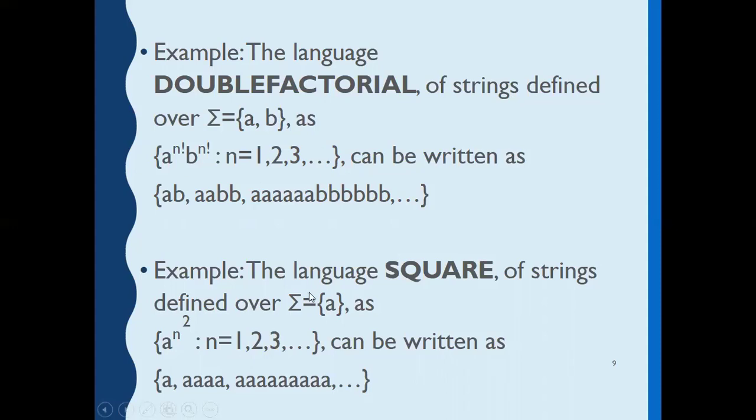Another example is the language square of strings defined over alphabet A. It will be a raised to power n square. अब हम क्या करने चाह रहे हैं कि हम स्क्वायर जो लैंग्वेज है वो जनरेट करें, और वो हमारे पास सिर्फ एक लेटर यूज होगा, दैट इज a. अब 1 का स्क्वायर 1 है, ठीक है, सो वी आर हैविंग 1 लेटर वर्ड a. 2 का स्क्वायर 4 है, वी आर हैविंग सेकेंड वर्ड 4 a's, a raised to n square.